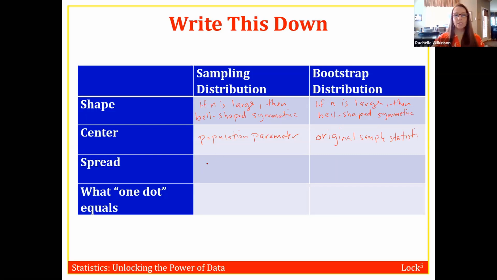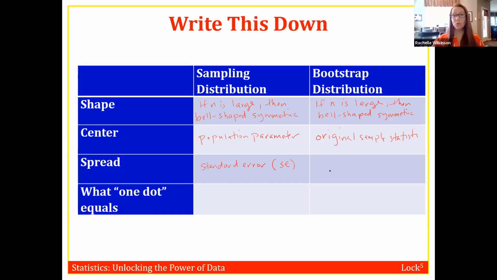All right, what about the spread? When we talk about the spread of the sampling distribution, the variation of the sampling distribution, we gave it a special name. We even gave it a special acronym. What did we call it? So it's the same thing as the standard deviation of the sampling distribution, only we gave it a special name when we're talking about sampling distributions. Yes, the standard error. So the spread of the sampling distribution is what we call the standard error. And the acronym that we have for that is just SE.